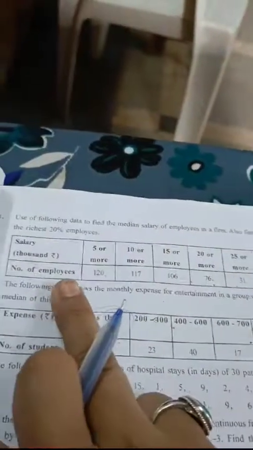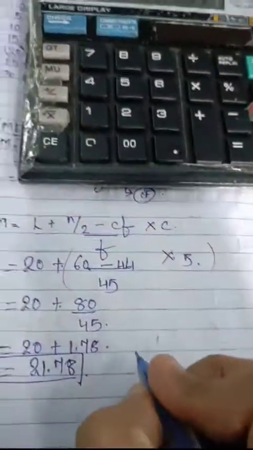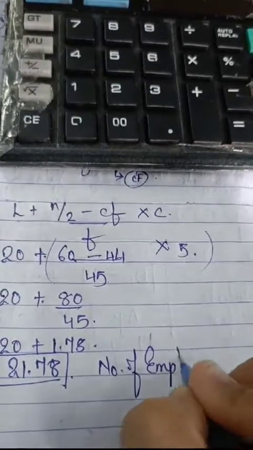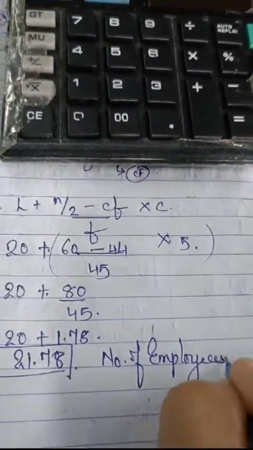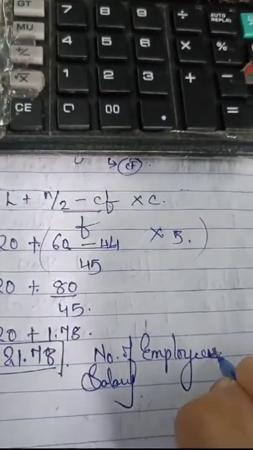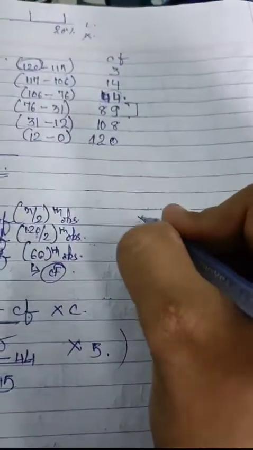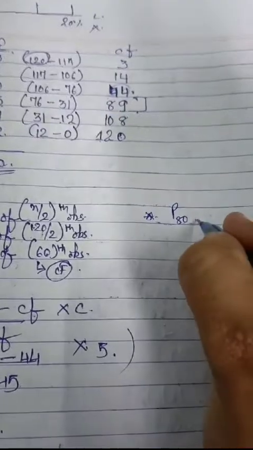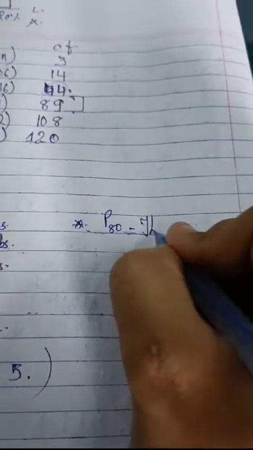What we are finding here is the number of employees' salary. Okay, so this was the median. Now what have they said to find? The P80 percentile.